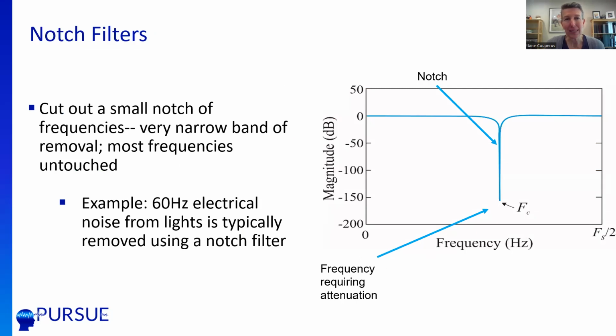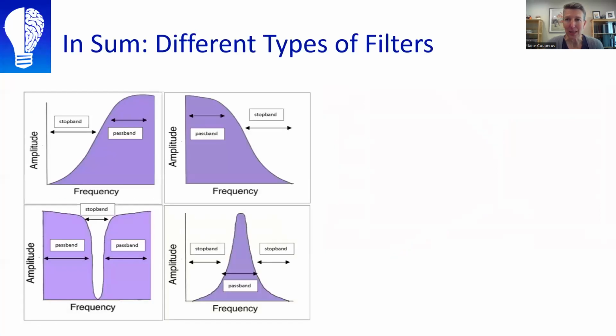Another common one you might see is something called a notch filter. This cuts out a very small notch of frequencies, and this is often used when you know you have a lot of electrical noise in particular. So for example, if you have some fluorescent lights that are creating a lot of 60 hertz noise, you might just use a notch filter to try and get that out, but save as much of the other data as you can. And so that's when you might use this.